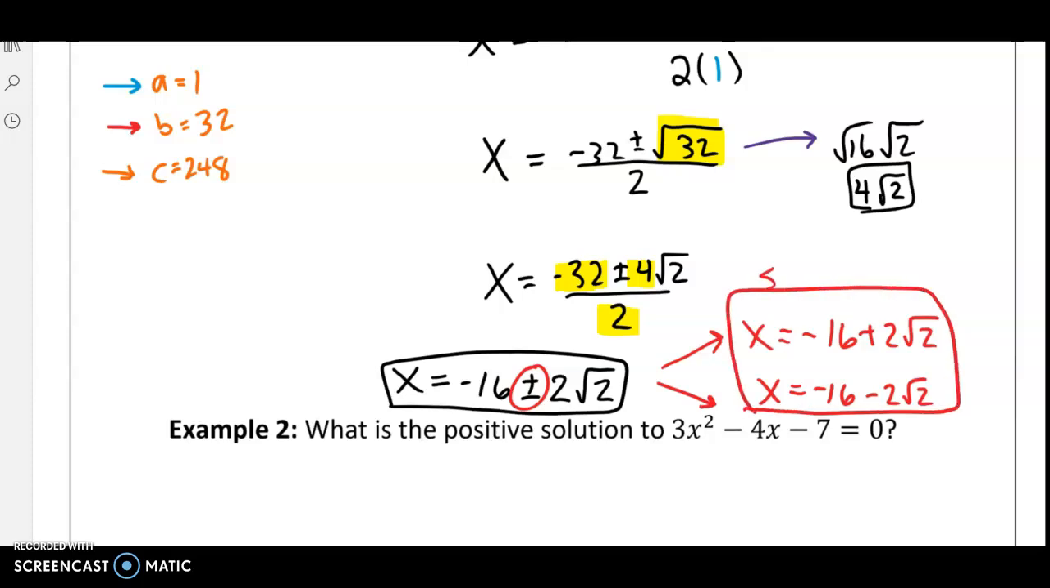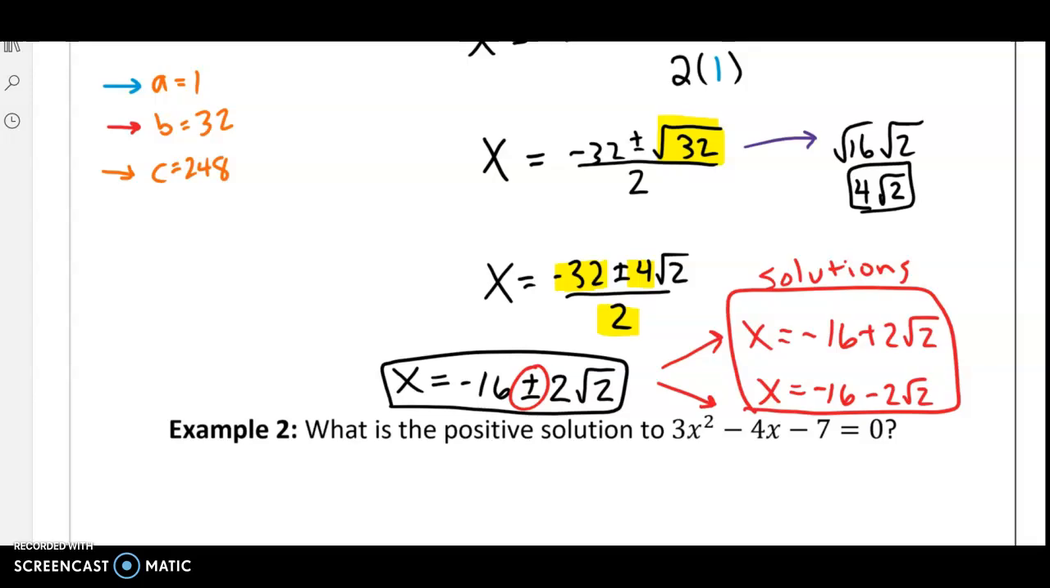These are your solutions, otherwise known as your x-intercepts. They're not whole numbers because our parabola touches the x-axis twice. They're 2 x-intercepts, but they're not whole numbers, okay? If you want to find out what they are as decimals, you can type them into your calculator.